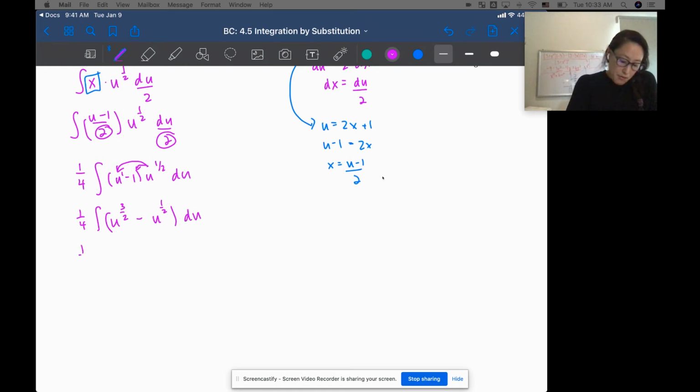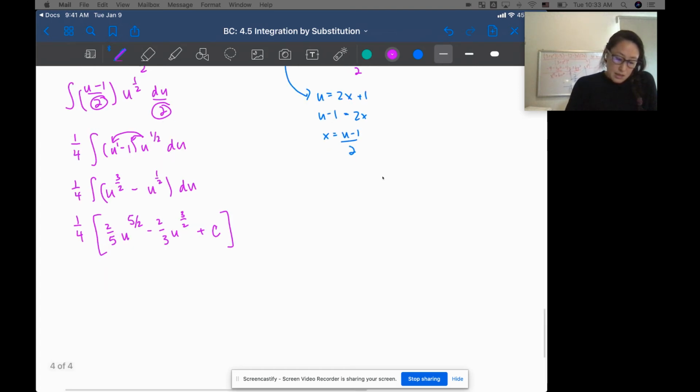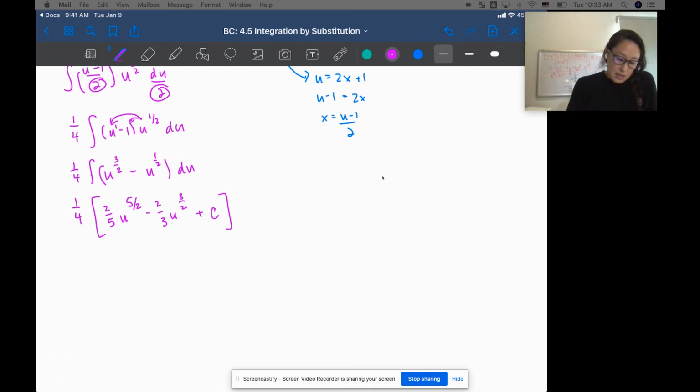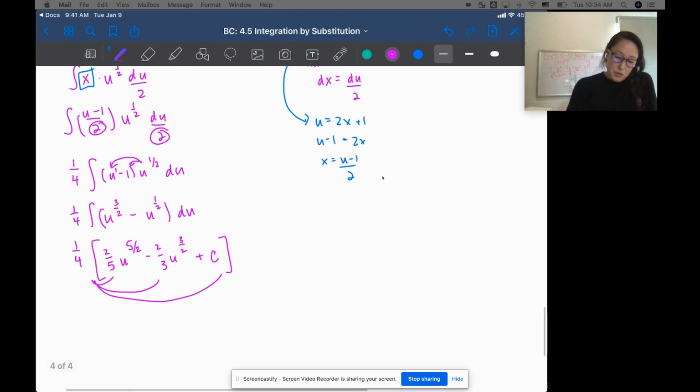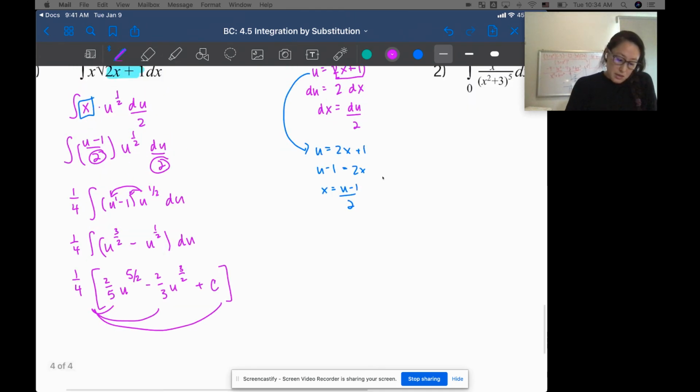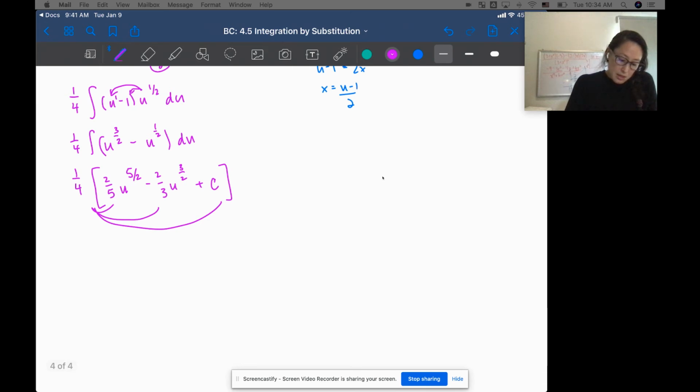All right, so we get 1/4. We're going to integrate, times u to the 5/2 times the reciprocal, so 2/5, minus u to the 3/2 times the reciprocal, 2/3, plus c. All right, we're going to multiply in the 1/4 and change out the u with 2x plus 1. So I get, it looks like, 2/20, which is 1/10.